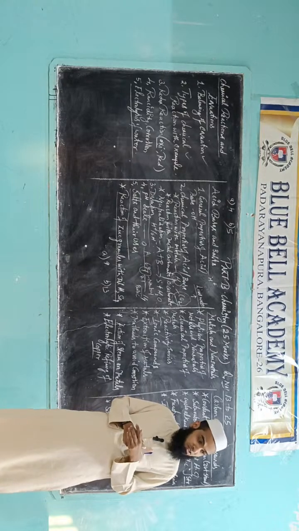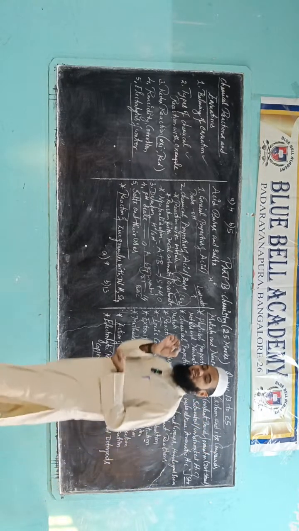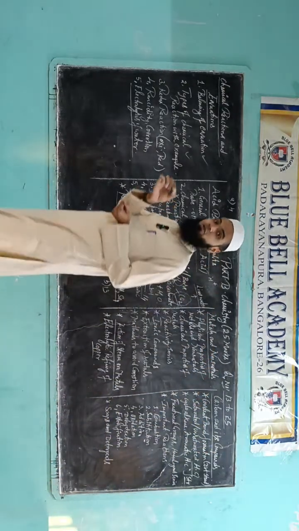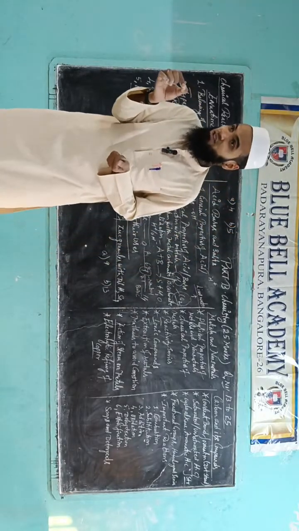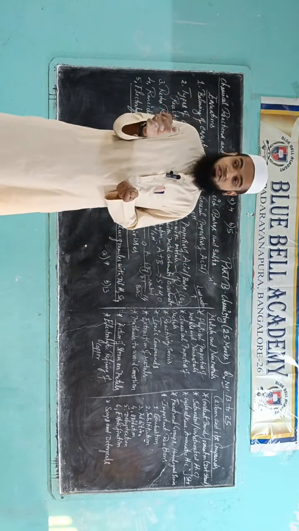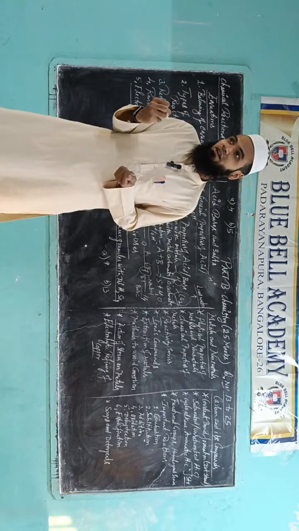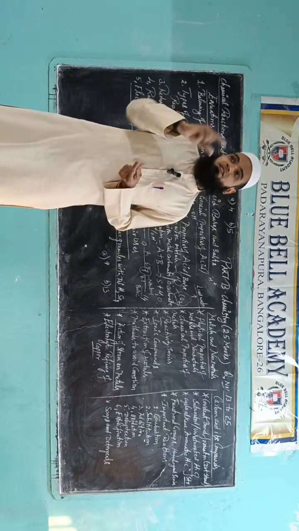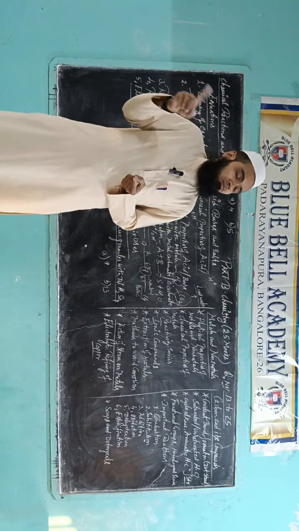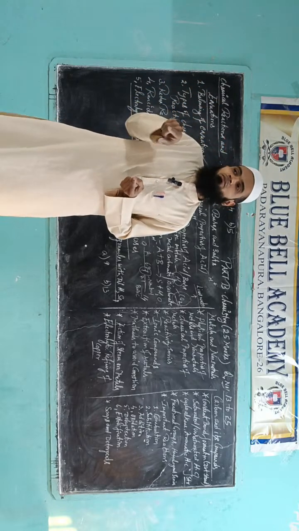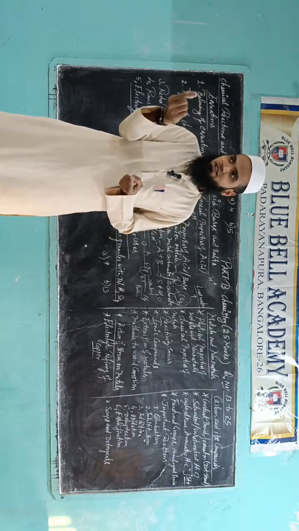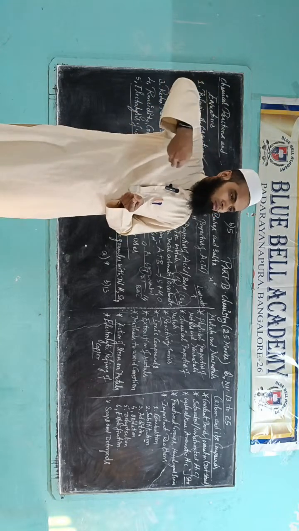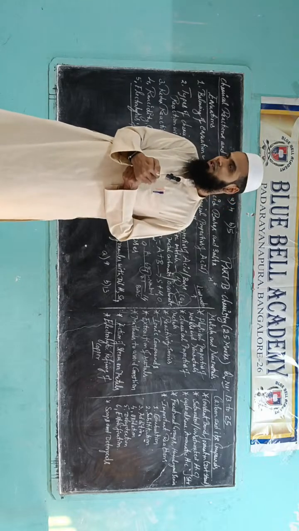Then, water of crystallization. What is water of crystallization? The fixed number of water molecules present in a formula unit mass of a salt is the water of crystallization. Copper sulfate is an example, CuSO4 5H2O. When you heat the blue copper sulfate, it becomes colorless. It is an example of water of crystallization. Once again, as you add the water, the blue color is retained.